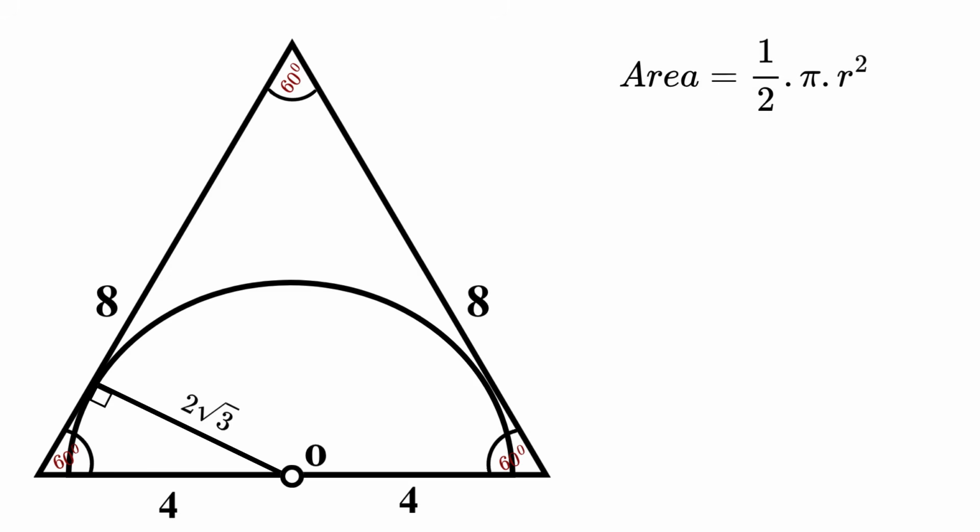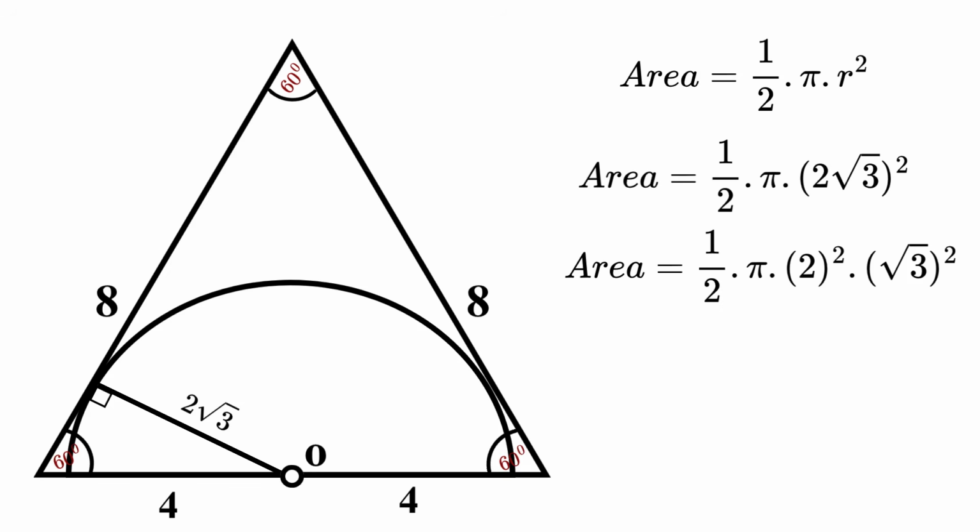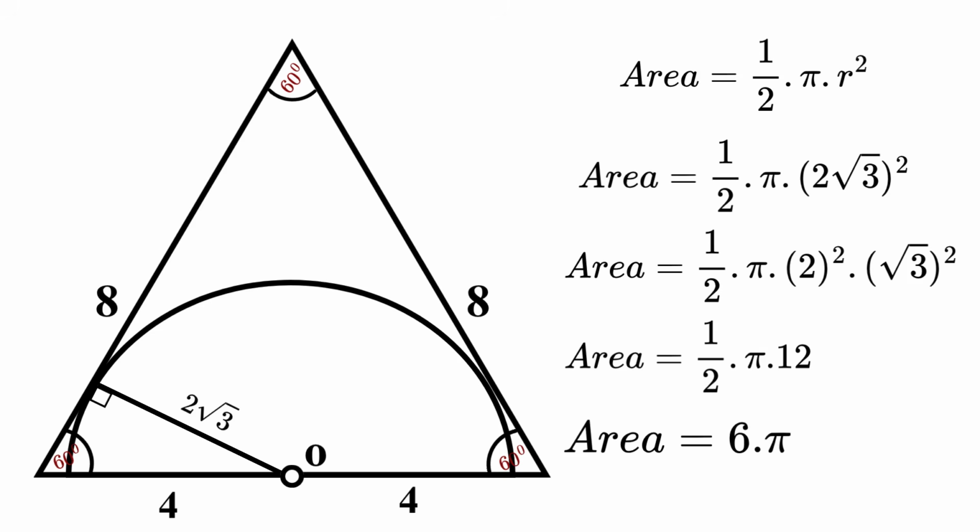Now, we are going to find the area of the semicircle. The formula for the area of a semicircle is 1/2 times pi times r squared. Substitute the value of r in this. Area equals 1/2 times pi times 2 times square root of 3, whole squared. Now, 2 times square root of 3 whole squared equals 2 squared times square root of 3 squared, which equals 4 times 3. That gives us 12. So the area becomes 1/2 times pi times 12. And this is equal to 6 pi square units.